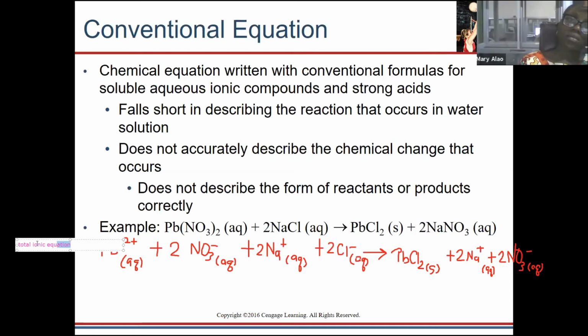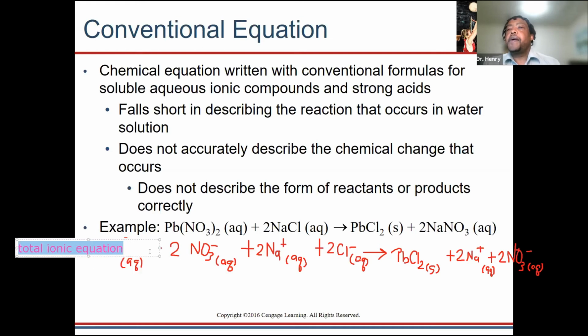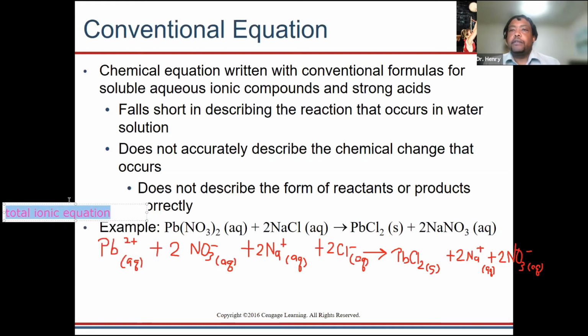Dr. Henry, one question. For the PbCl2, why is that one not separated? Because it's a solid. So if it's a solid, liquid, or gas, it won't separate. The only time that it'll separate is if it's an aqueous solution. Okay, thank you, Dr. Henry.